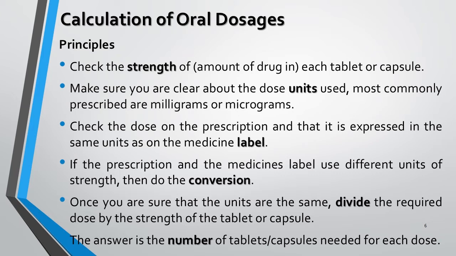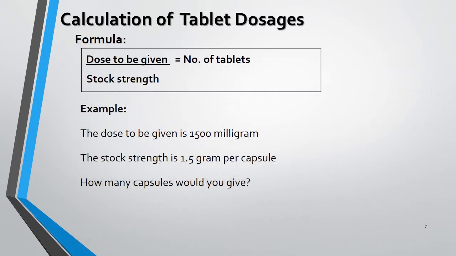Division of the dose by the strength of the tablet or capsule is preferred. This formula is used to calculate the total number of tablets, that is, the ratio of dose to be given divided by stock strength. A typical example is shown in the slide.